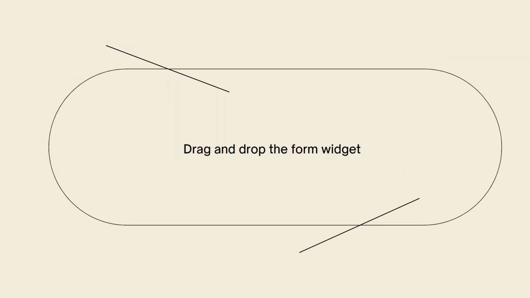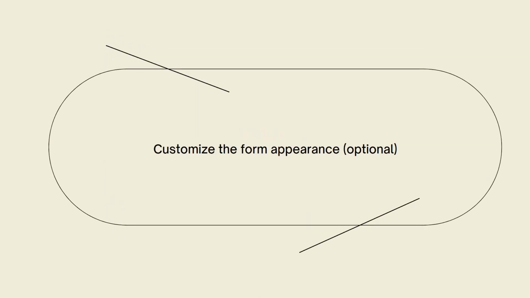Now drag and drop the form widget. From the Elementor widget panel, search for the contact form widget provided by the contact form plugin you installed. Drag and drop the form widget into the section you've created in the previous step. For the next step, we have to select the form. In the form widget settings, select the form you've created from the drop-down or by using any other provided option.